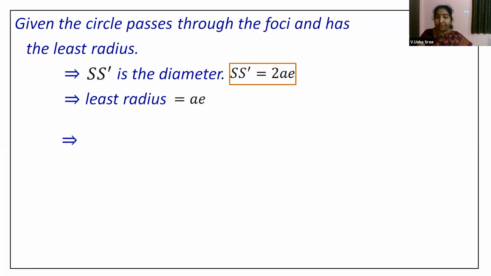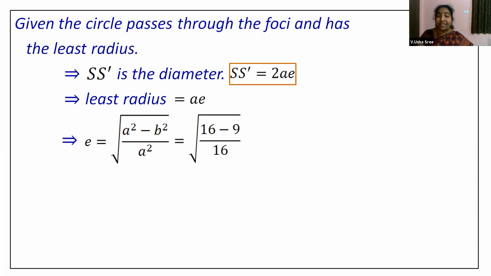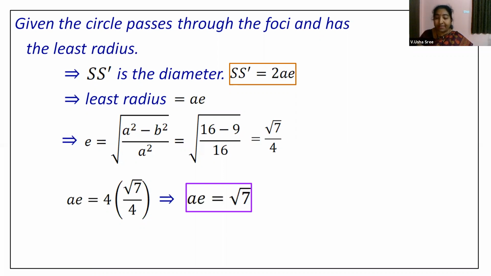Now, what is E? According to the formula of eccentricity, we have it as root of A square minus B square by A square. You can very well write it as 1 minus B square by A square also, no problem. Now, we know A square and B square values, children. We will just substitute them as 16 minus 9 by 16 under root, which is nothing but root 7 by 4. That means AE is equal to 4 into root 7 by 4. That is AE is equal to root 7. Now, the radius of the circle is root 7.